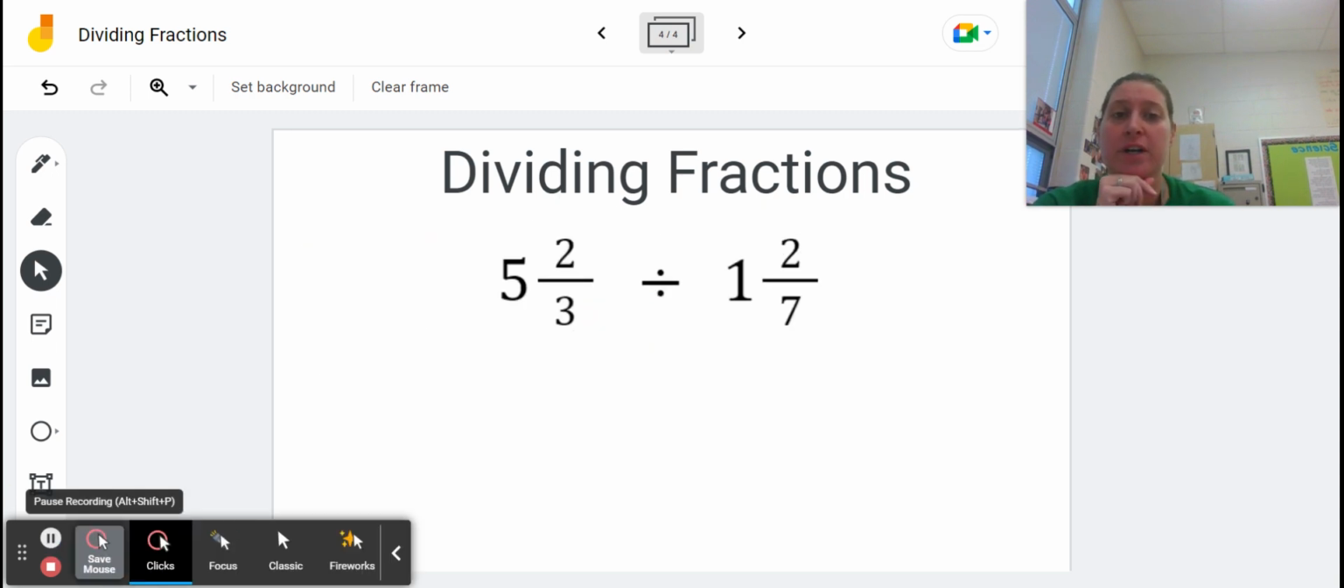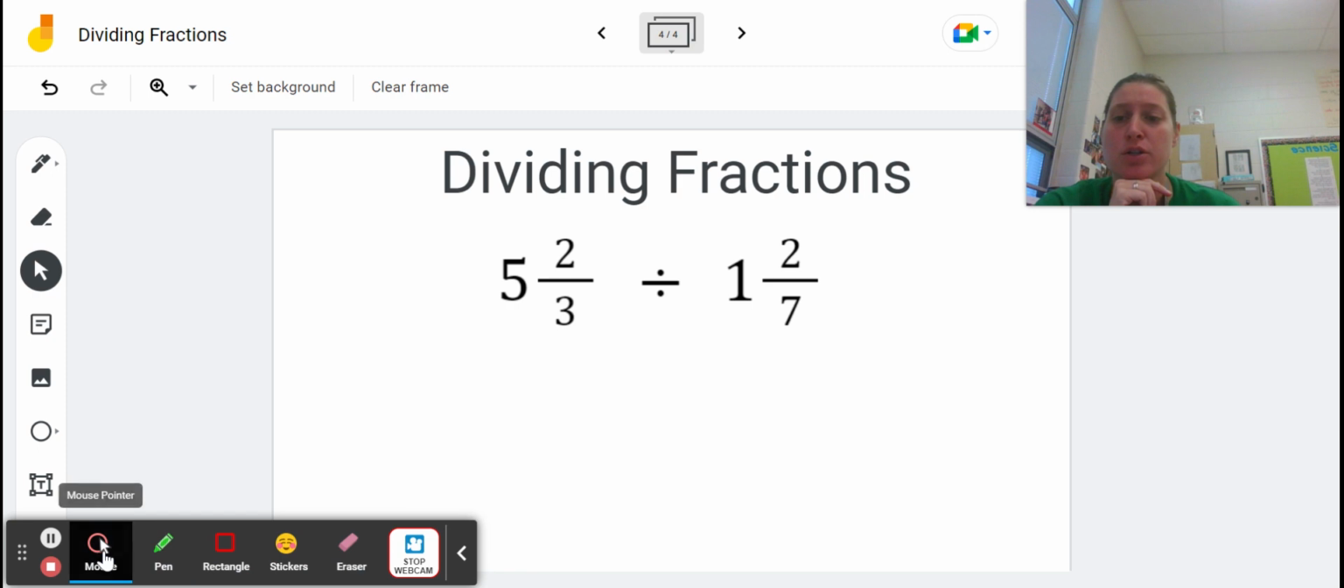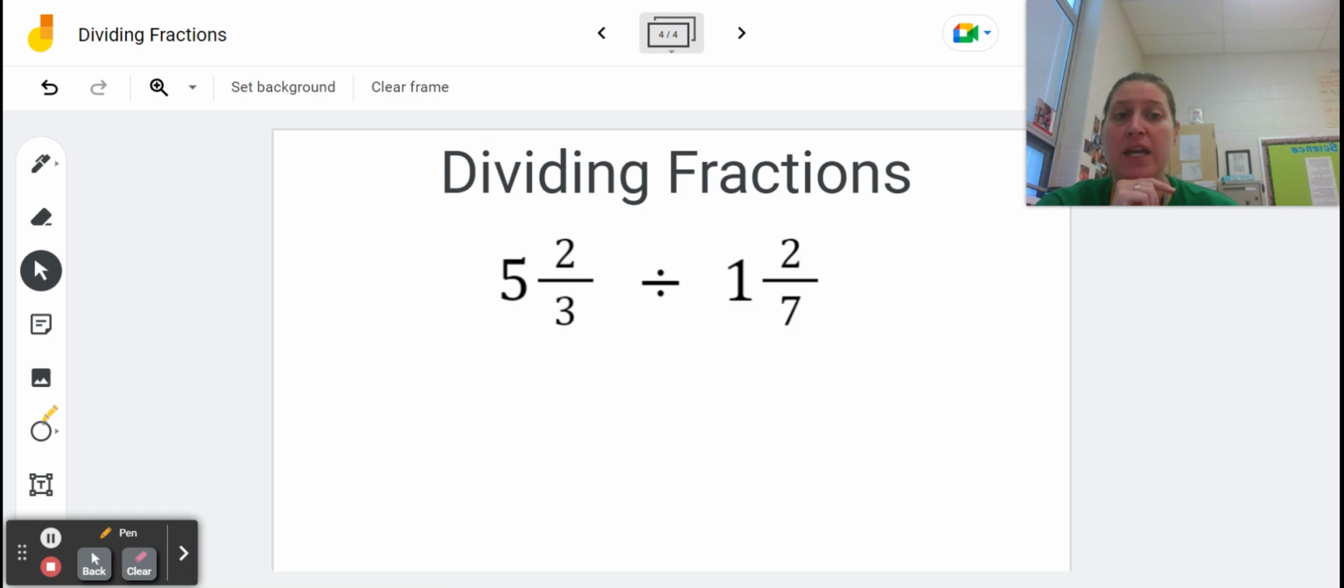Okay, so we're going to look at one more example where I have a mixed number on both numbers that I'm dividing. So I'm going to be looking at 5 2/3 divided by 1 2/7. So I want to take a second, think about what I need to do. So I cannot divide with whole numbers, so I need to turn them into improper fractions. So remember, I can take my denominator, multiply it by my whole number. 3 times 5 is 15. 15 plus 2 is going to give me 17 over 3.